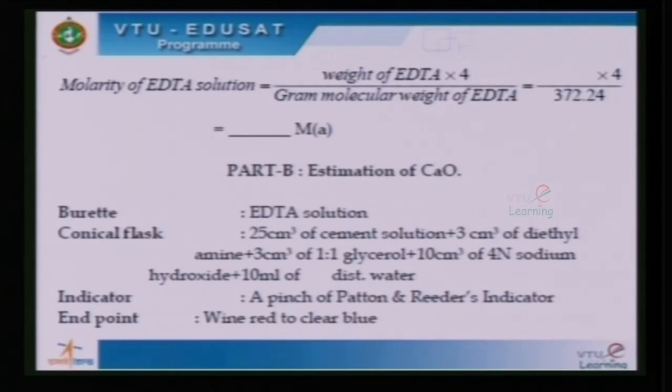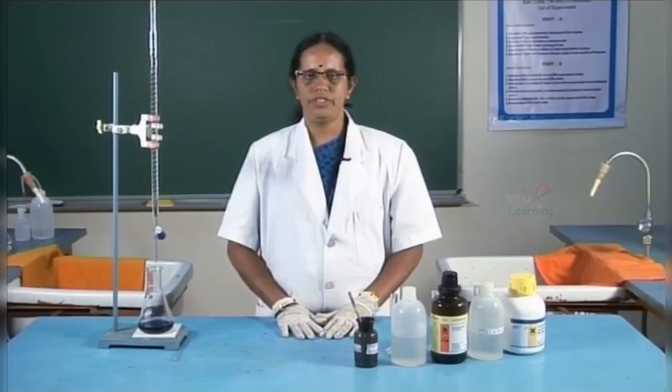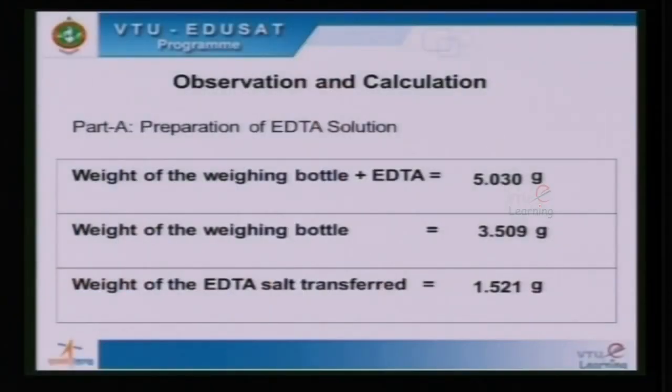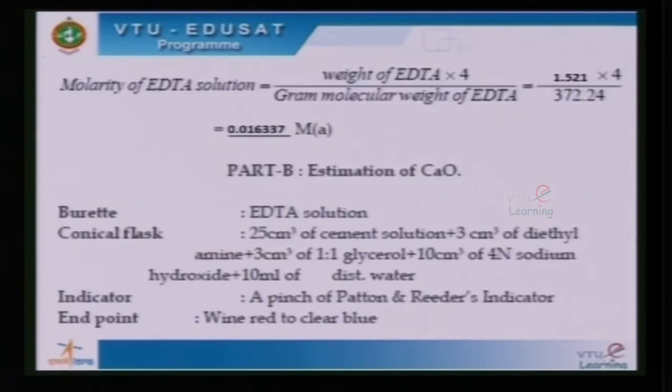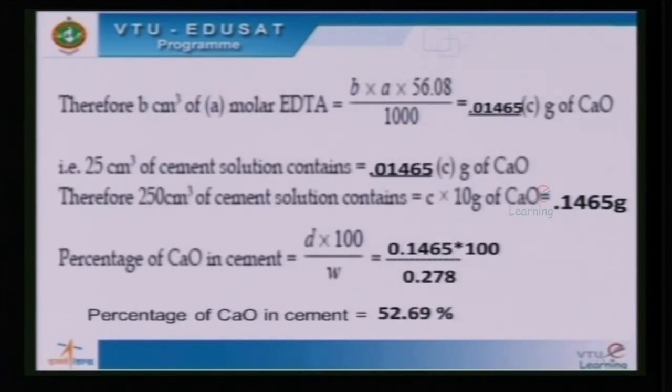Now, the observations and calculations. For the preparation of EDTA solution, the weight of sample transferred is 1.521 grams. Molarity of EDTA solution calculated is 0.016337 molar. The results tabulated are as shown. The volume of EDTA used is 16 cm cube, and the calculations are as shown. The percentage of calcium oxide in the given sample is 52.69%.